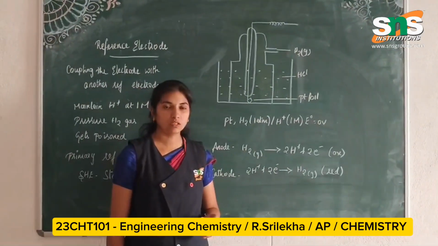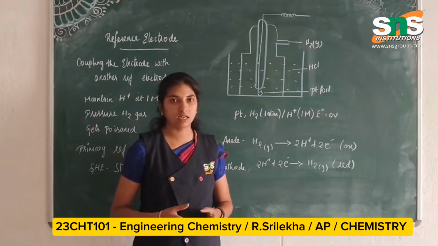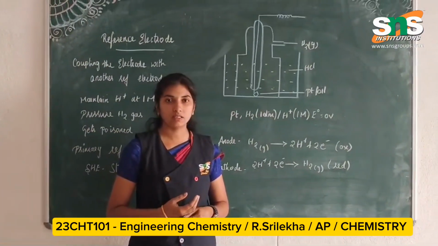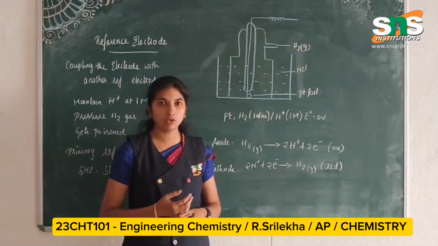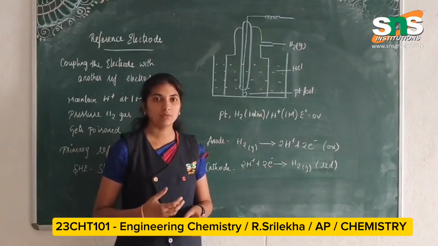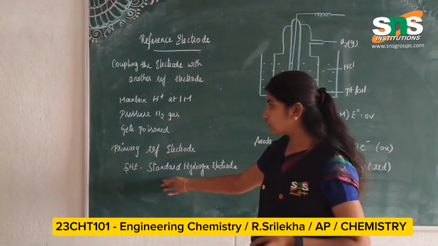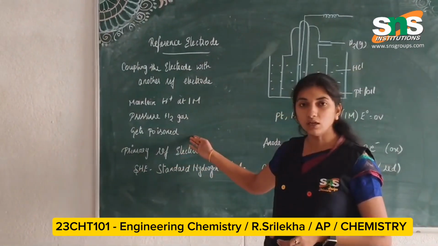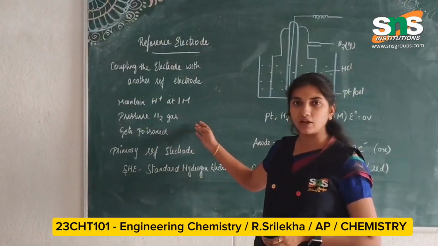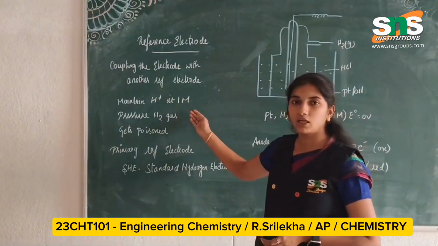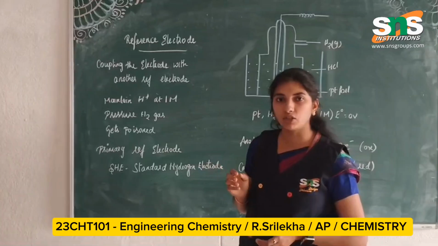So the application of SHE is that we can use it as a reference electrode. For secondary electrode purposes we cannot use a SHE electrode, and the primary electrode gets poisoned due to the pressure of the hydrogen gas, and within this we need to maintain 1 atmosphere pressure of the gas.